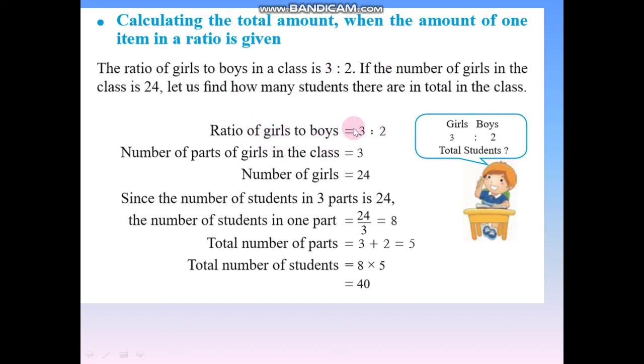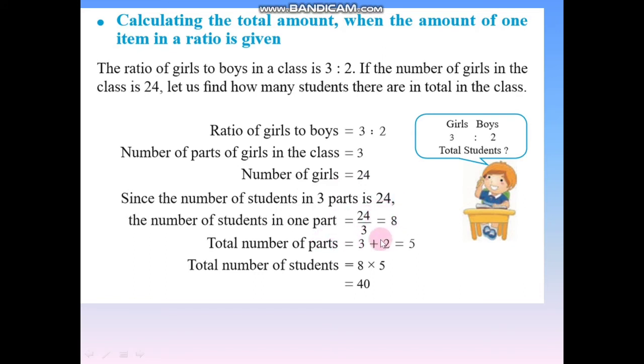The ratio of girls to boys is 3:2. The number of parts of girls in the class is 3. Actually, there are 24 girls. Since the number of students in 3 parts is 24, how are we going to find the number of students in 1 part? We are going to divide 24 by 3. We get the answer as 8.